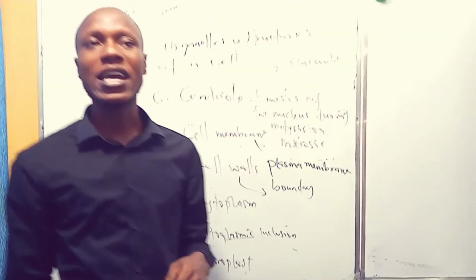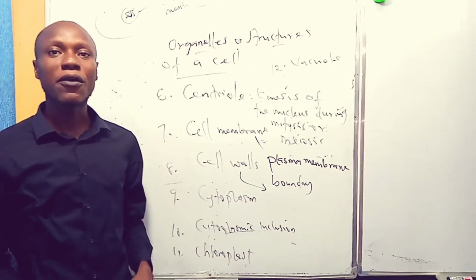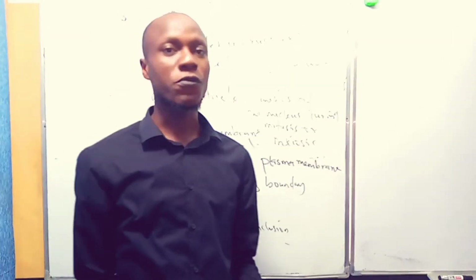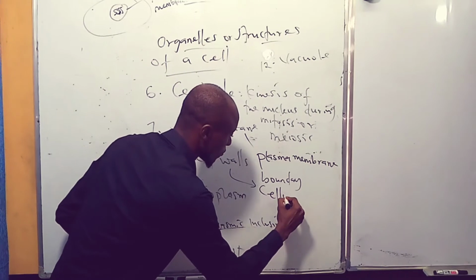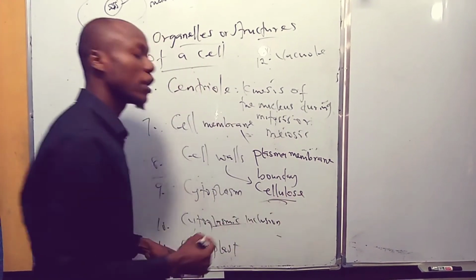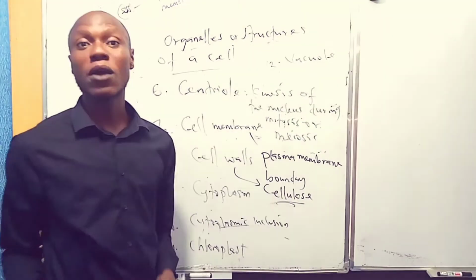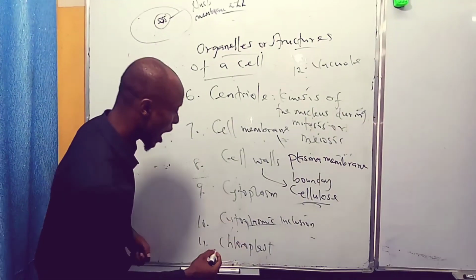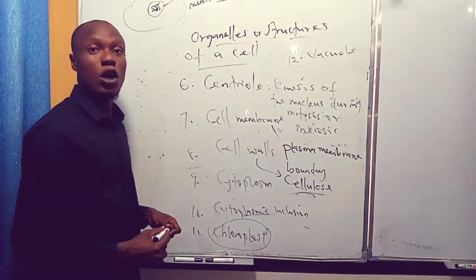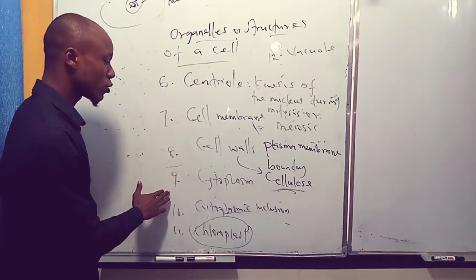So now we have the cell wall. The cell wall is an organelle similar to the membrane, but more rigid, more tough. It is made up of what? Cellulose. Made up of what? Cellulose. The cell wall is majorly found in plant cells. Cells that have what? The organelle known as what? Chloroplast.